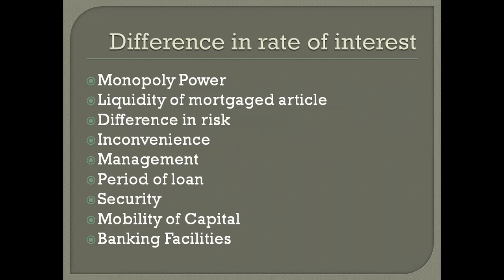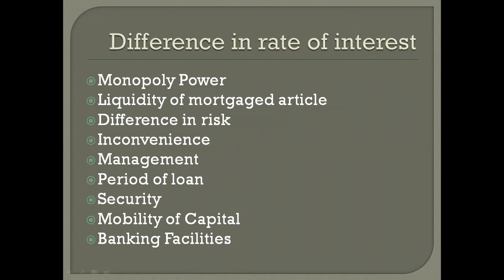Then we have the point liquidity of the mortgaged article. When a person gets a loan, obviously that person pledges something to someone, like you need money from me. In that case, say you pledge your valuable property, or gold, or silver, or anything. If the value is higher, you will charge a lower rate of interest. If the value of the mortgaged article is low, in that case you charge more interest, right? Obviously, if the mortgaged article is costlier, I can easily convert it into cash if you're not able to pay me. In that case, the rate of interest is lesser, otherwise the rate of interest is higher.